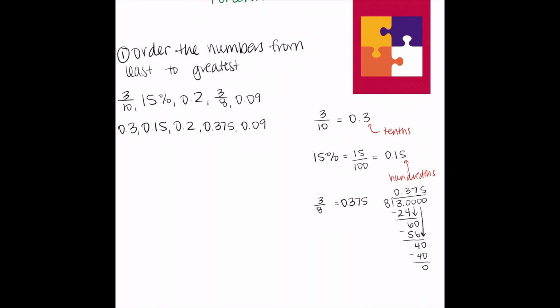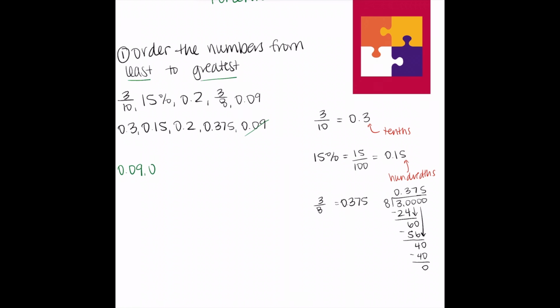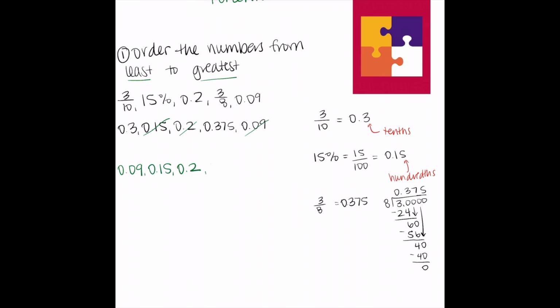So again, looking back at the directions, we need this from least to greatest. So first, we can order our decimals, right? That's the easiest way to look at everything that's in the same form and order it from least to greatest. The 0.09 would obviously be our smallest number. Then we have 0.15. Then we have 0.2. Then we have 0.3. And 0.375 is our largest. And I like to go through and cross these out just so I don't write the same number twice, right?